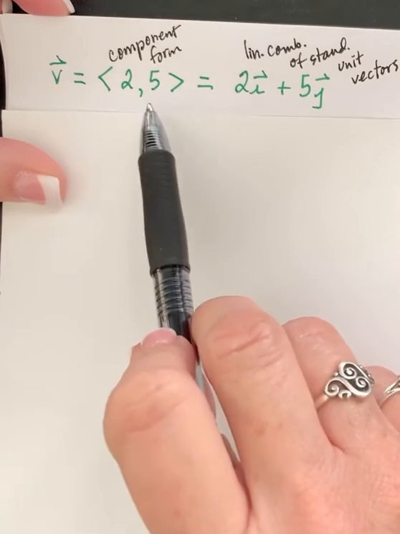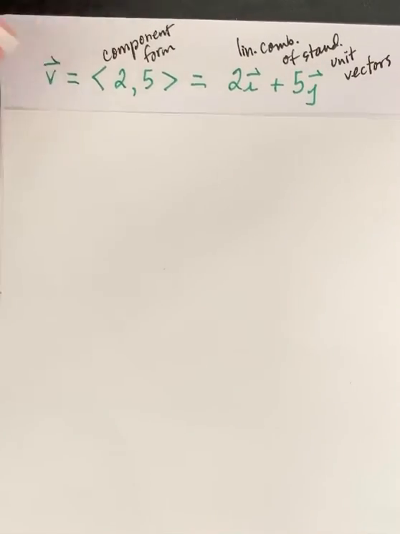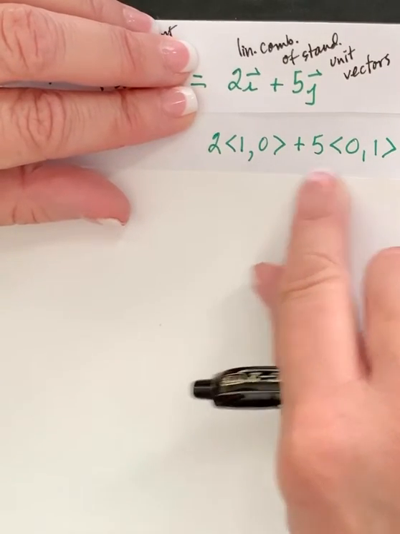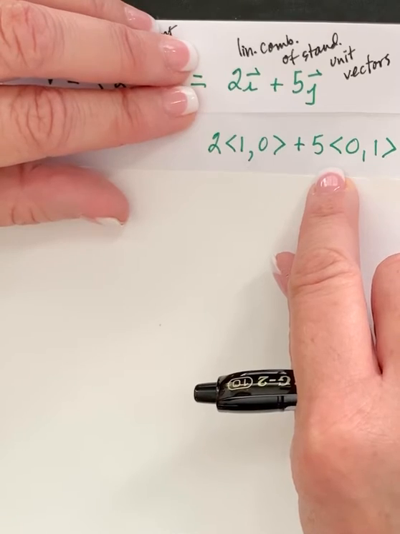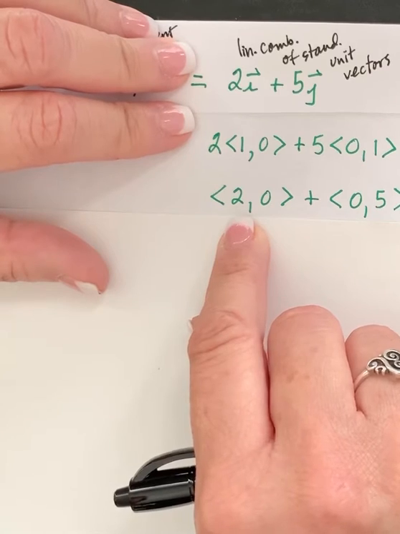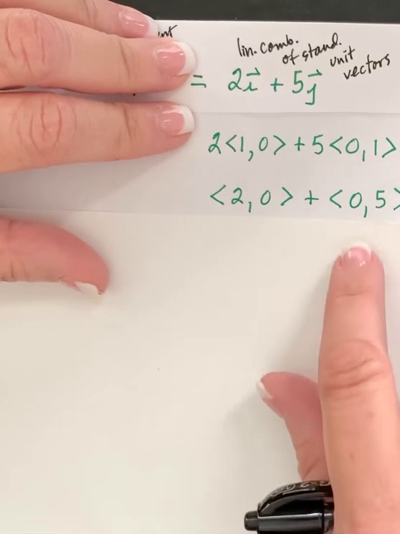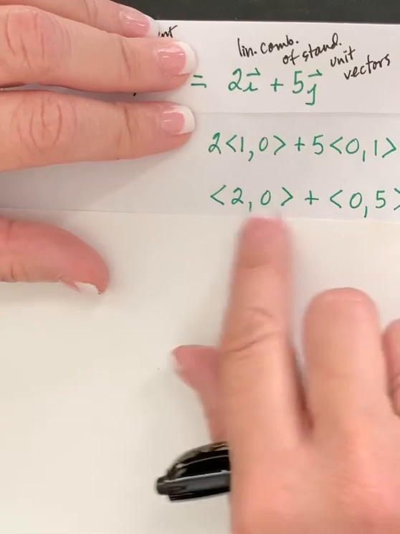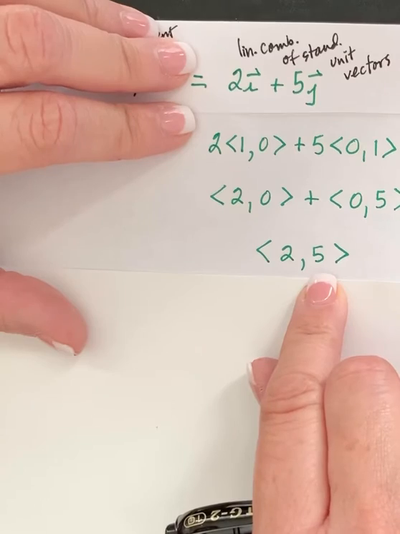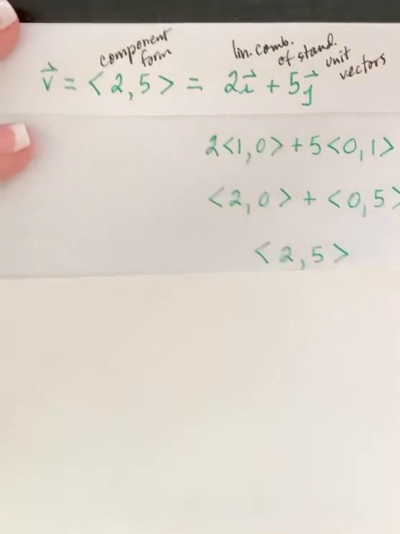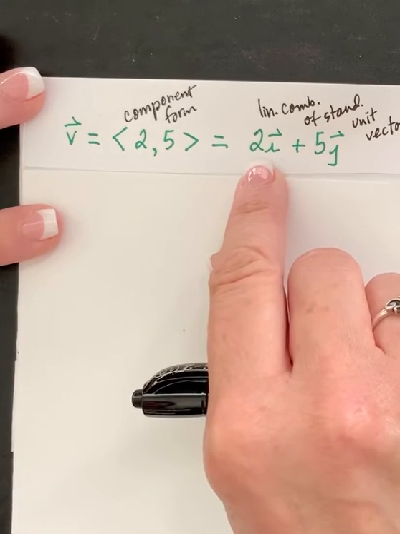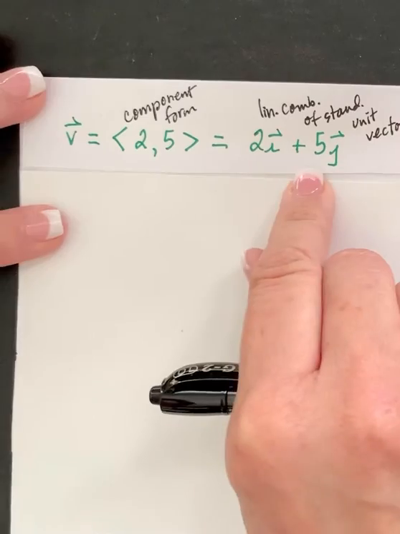Now, just so you can see how these are really equivalent to each other, 2i plus 5j would be the same thing as 2 times 1, 0 plus 5 times 0, 1. And 2 times 1, 0 would be the same thing as 2, 0. 5 times 0, 1 would be 0, 5. And if you add these together, you get a vector that has a horizontal component of 2 and a vertical component of 5. So it is pretty much what it looks like. If this is 2, 5, this is going to be 2i plus 5j.